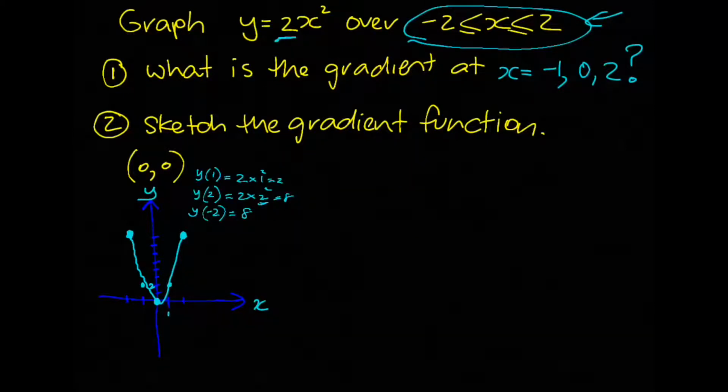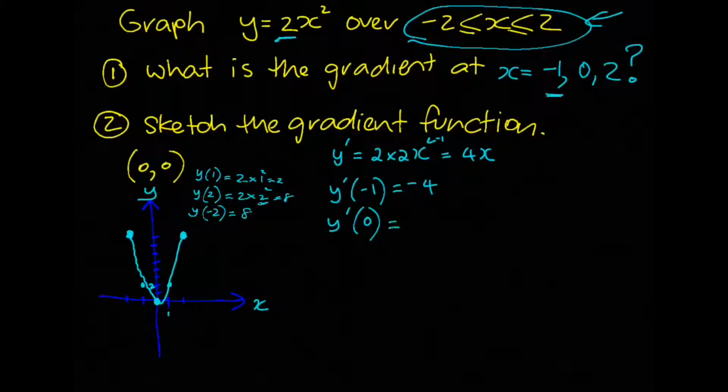Okay, part 1, what is the gradient at x equals negative 1, 0 and 2? So the gradient is actually the derivative. So we find y dash is equal to 2 times 2 to the x of 2 minus 1, which equals 4x. So that's the equation for the gradient, and it's in linear form. So y dash of negative 1, that's what they're asking there, equals negative 4. Okay, so y dash of 0, the gradient at point 0, is going to be 0.